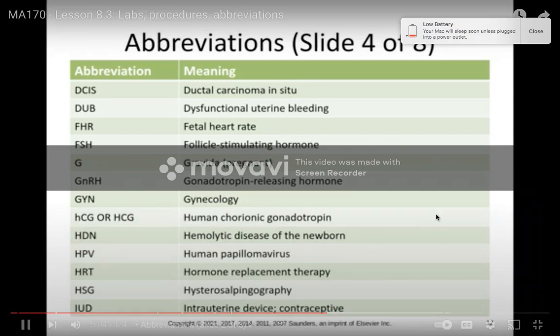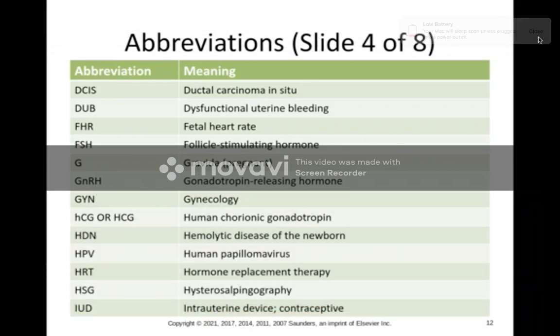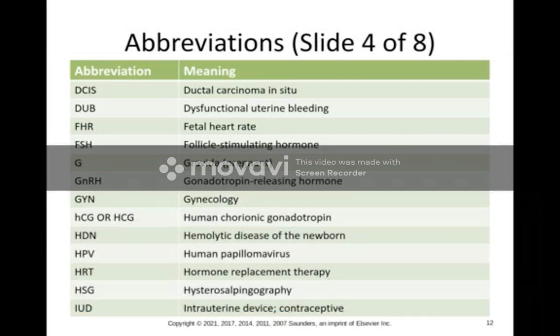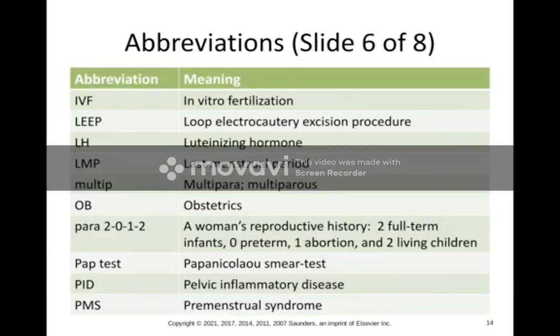HCG is the human chorionic gonadotropin. HDN, hemolytic disease of the newborn. HPV, human papillomavirus. HRT is the hormone replacement therapy. HSG, hysterosalpingography. IUD is an intrauterine device, which is a contraceptive. IVF is in vitro fertilization.